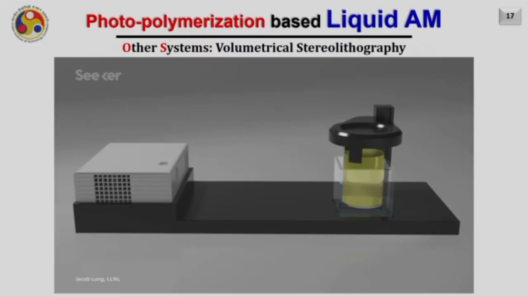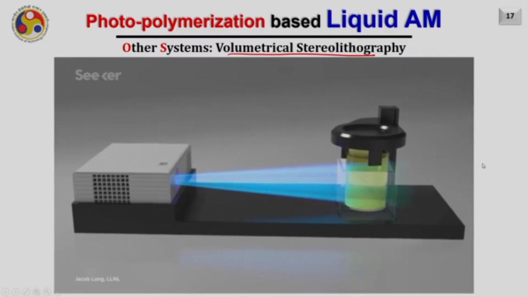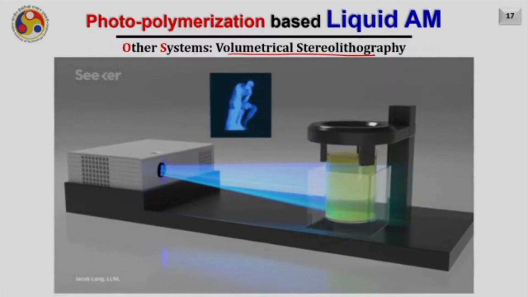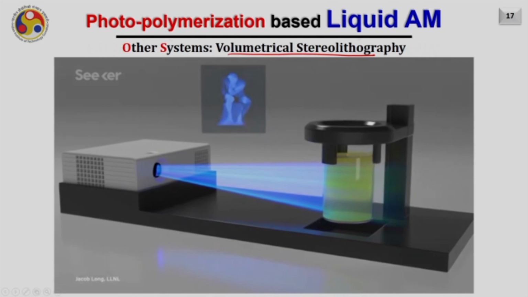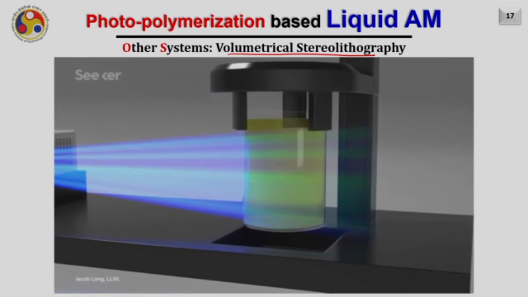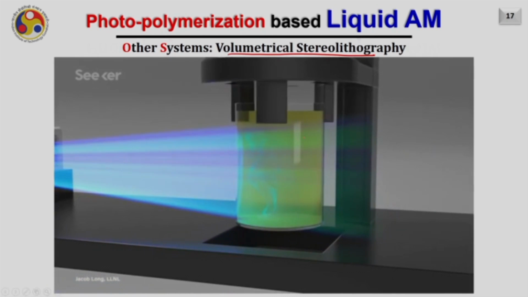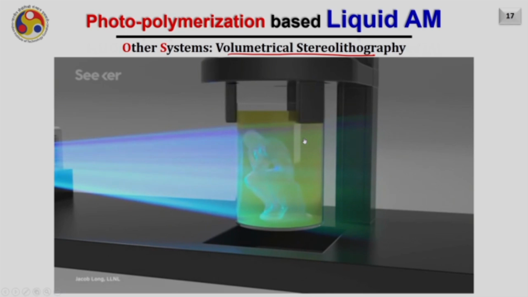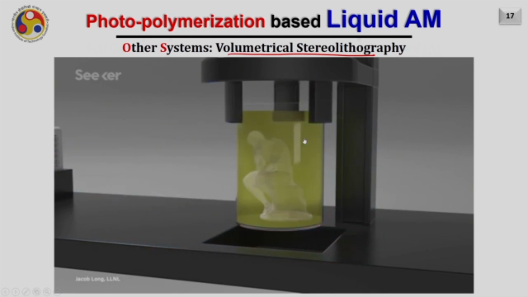The next emerging SLA based system is volumetric stereolithography. This process is inspired by the holographic lithography operation. So, what happens in this process? A light is projected on a beaker kind of shape where the liquid material is available, and this projected light has three orthogonal images. Those are interacting appropriately inside this liquid chamber. It keeps on rotating and the light keeps on changing as per the requirement at a particular layer, and the part is built.